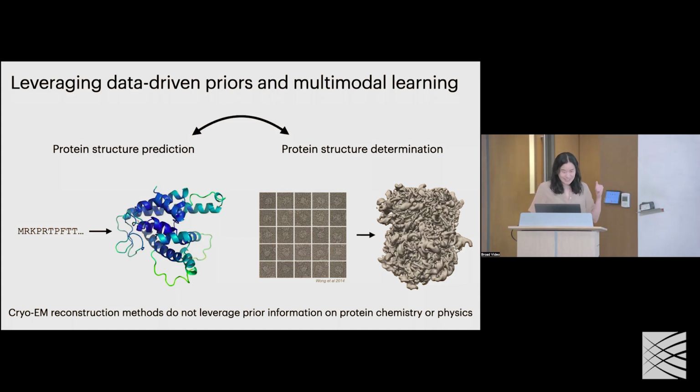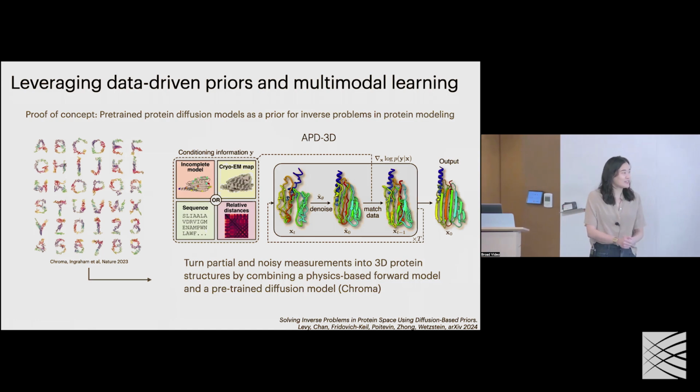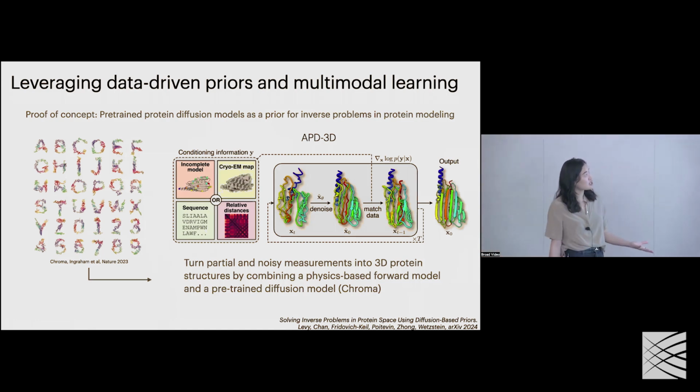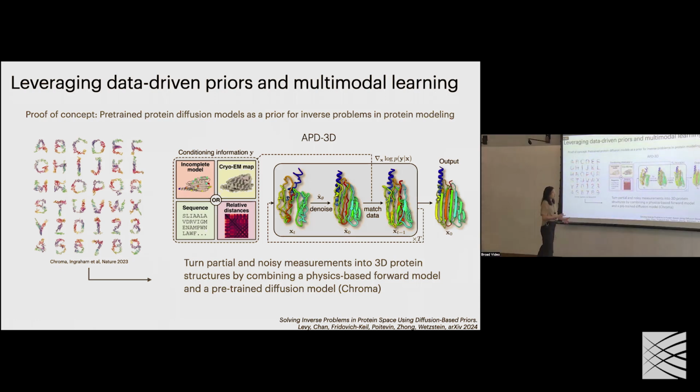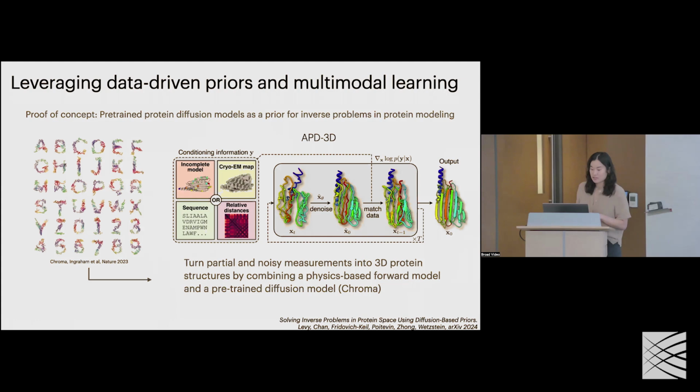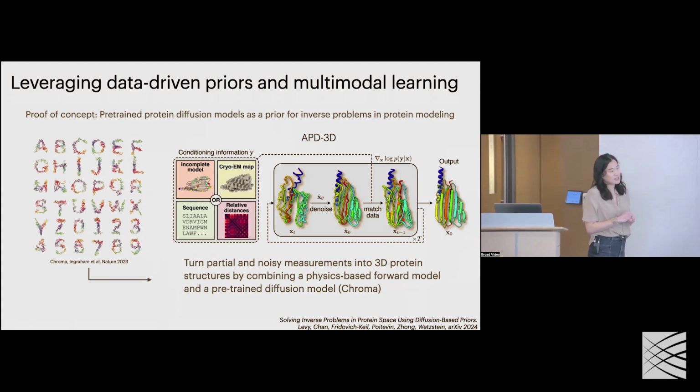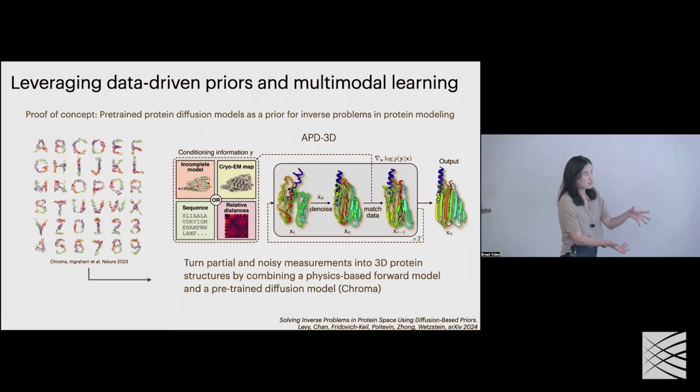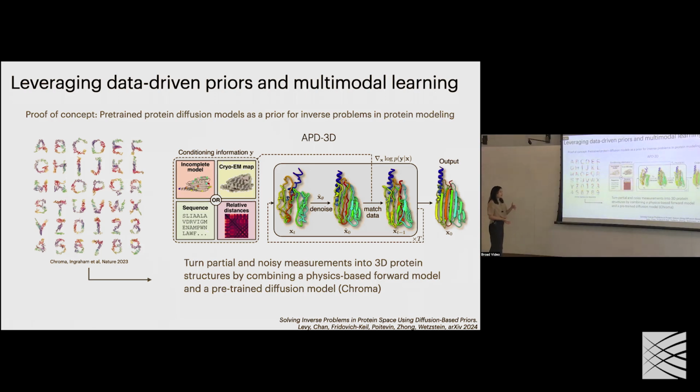Cool. Okay. So I don't have anything super groundbreaking, but one proof of concept direction that we've been taking is to use these pre-trained protein diffusion models as a prior in various types of inverse problems in protein space. We're not tackling 3D reconstruction yet, but we've been doing some toy experiments where we're doing protein infilling, satisfaction of NMR distance restraints, and cryo-EM atomic model building. And here what we're doing is turning partial and noisy measurements from our experimental data and combining this with a pre-trained diffusion model.